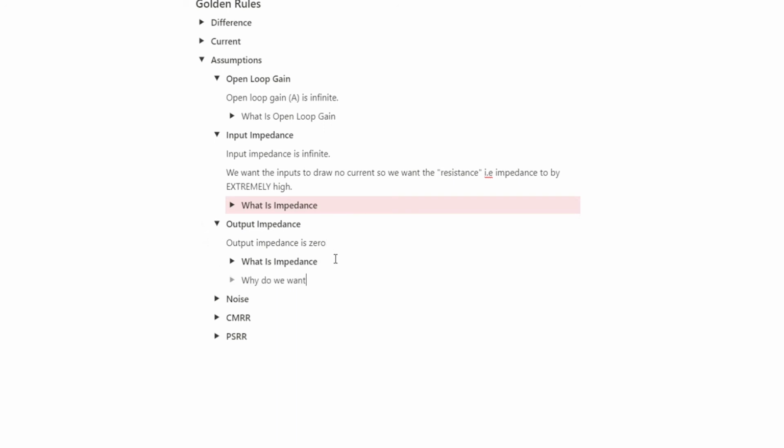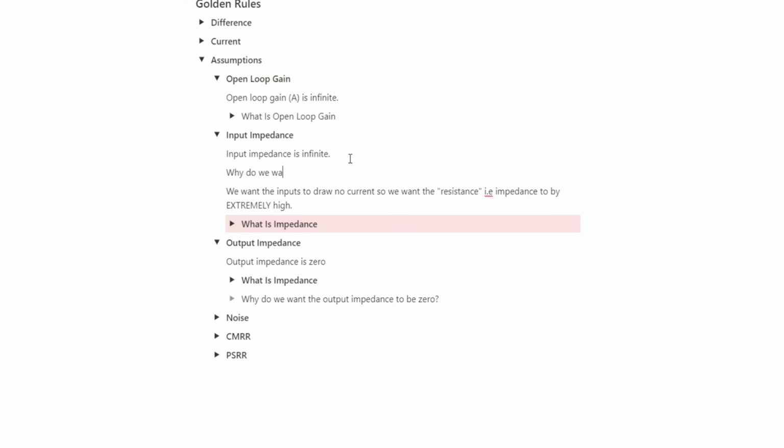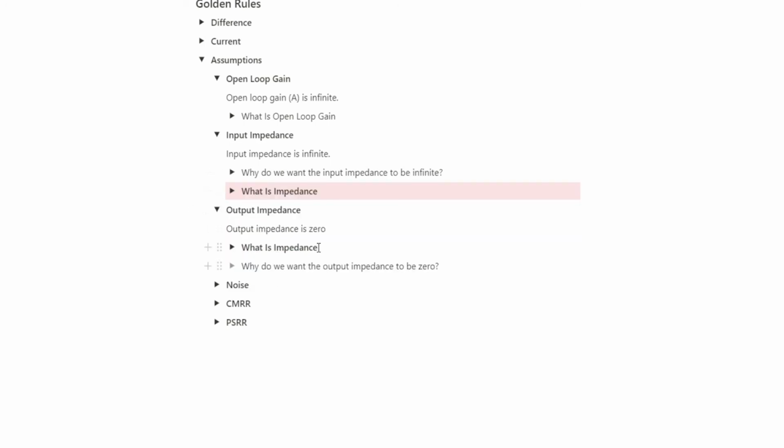Why do we want the output impedance to be... okay.